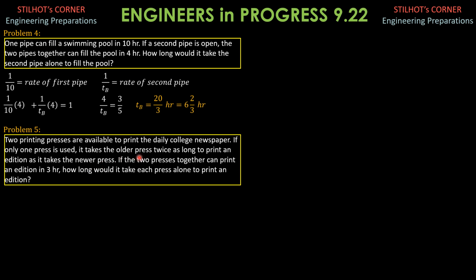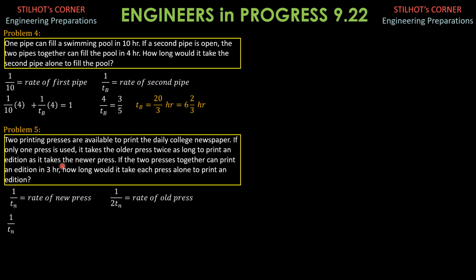So the rate of the first, the newer printing press, is 1 over T sub n. That's the rate of the new press. The rate of the old press is 1 over 2 times T sub n, as stated here. Then they can print an edition in 3 hours working together.